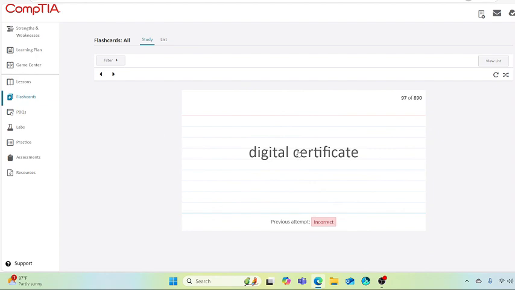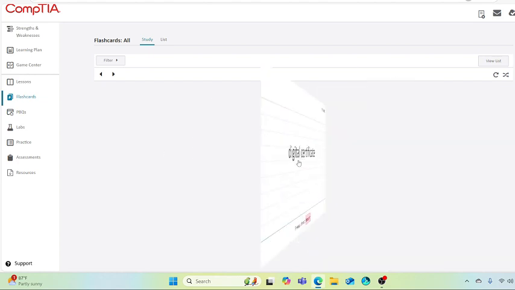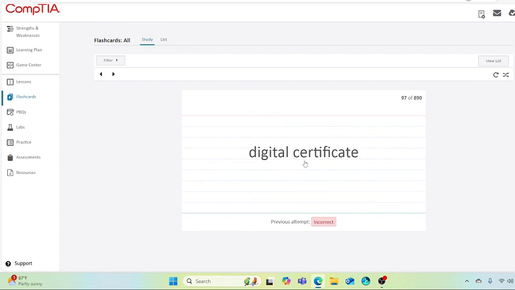Digital certificate. Identification and authentication information presented in X.509 format and issued by a certificate authority, CA, as a guarantee that a key pair is valid for a particular subject.